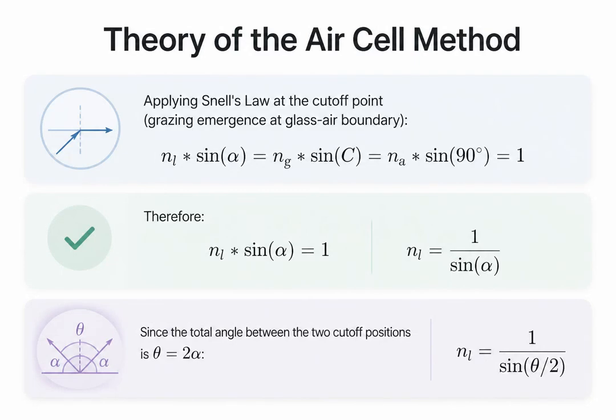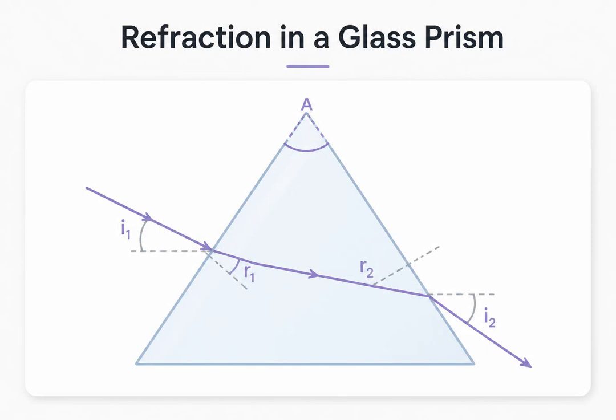The math behind this is quite elegant. When the light is cut off, it's grazing the glass air boundary inside the cell. By applying Snell's law across the liquid, glass, and air layers, the intermediate glass terms actually cancel out. We find that the refractive index of the liquid is simply 1 divided by the sine of alpha. Since our measured angle theta is twice alpha, the liquid's refractive index is 1 over the sine of theta divided by 2.